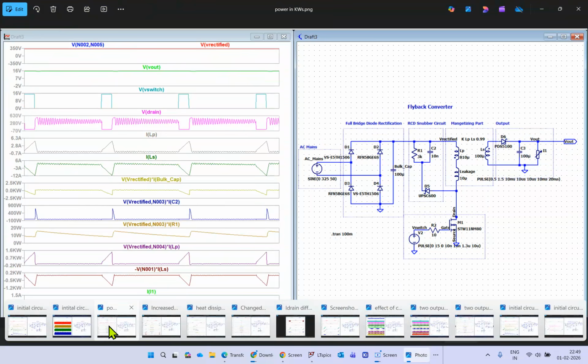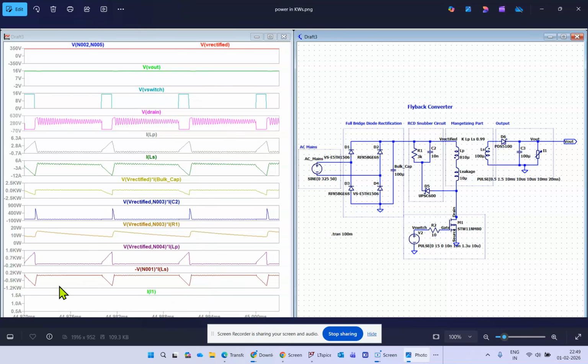Then in another circuit, this was the power dissipated. If we see, this is the power in the primary inductance and in the secondary inductance. When the switch is on, the energy in the primary inductance is increasing because of the increasing current. And when the switch is off, there's a decrease in the current of primary. In the secondary, there's a decrease in the current when the switch is on, and when the switch is off, it is increasing. Similarly, this is visible in the energy across the primary inductance and secondary inductance.